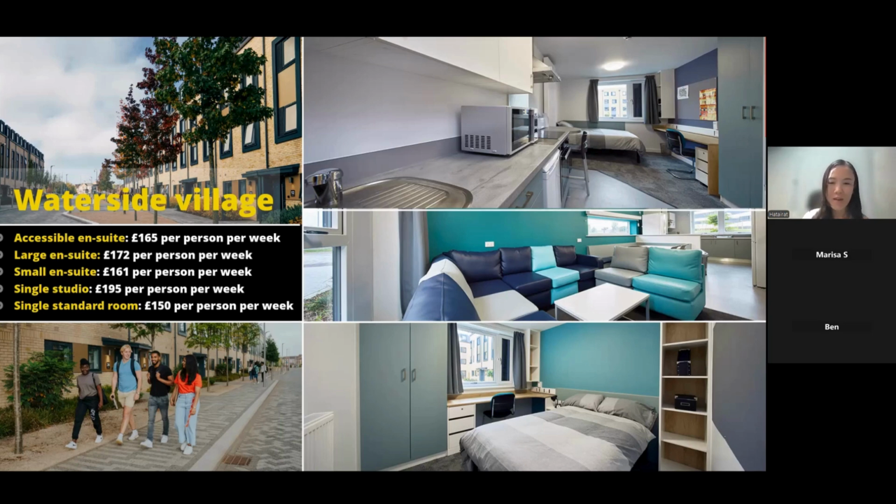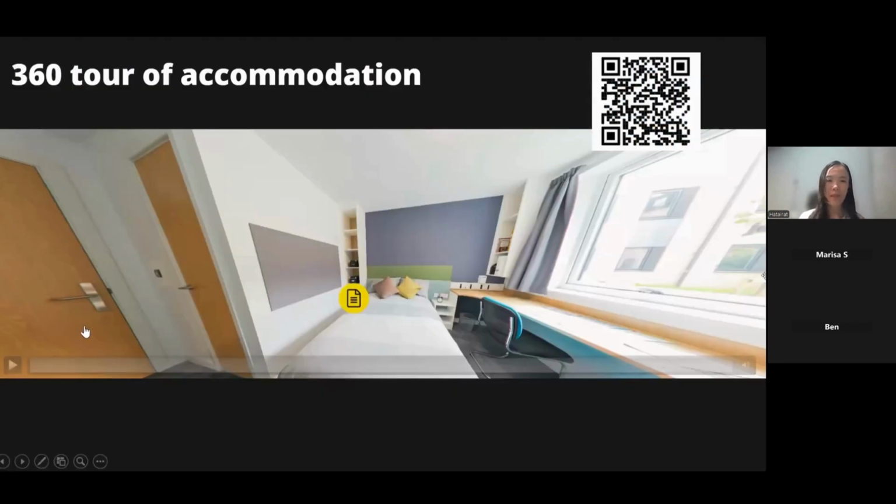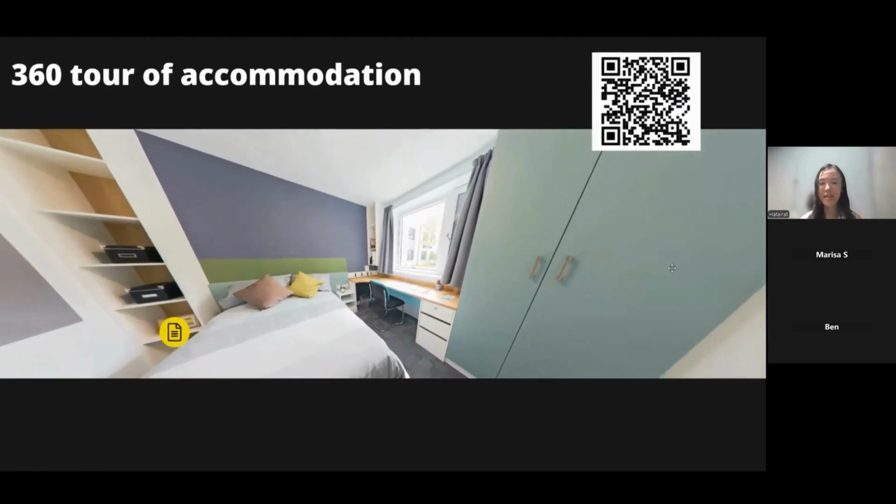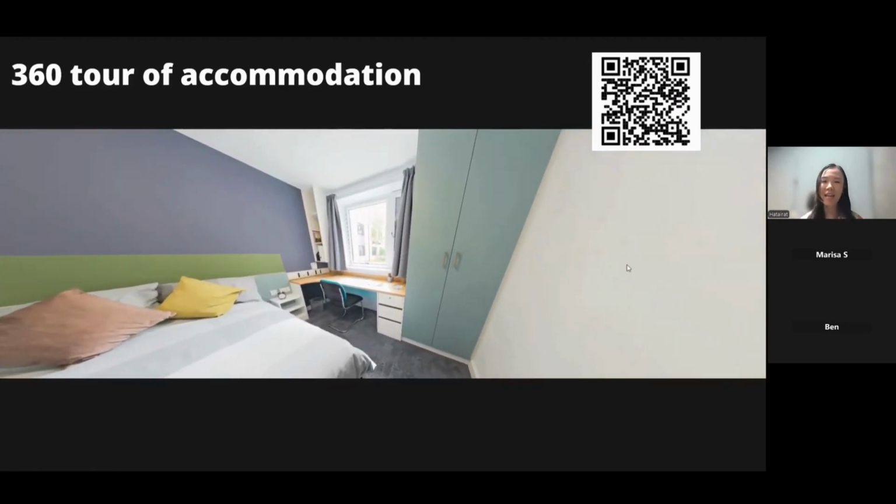This is Waterside Village. It will be as in the photo, and the price ranges from 150 to almost 200 pounds. This is the most expensive choice for accommodation, but you're right next to the study buildings and library, just inside the campus, which is newly built. Many of our students prefer the ensuite room, which means they have their own room just like this and their own bathroom.